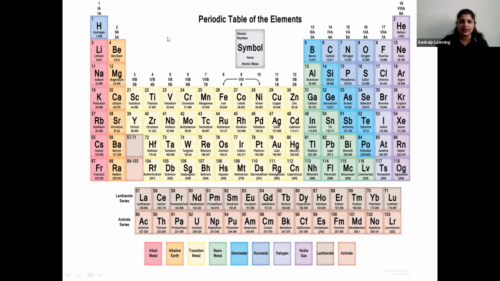You can see here they have a special place. The inner transition elements are taken separately at the bottom. The upper row is the lanthanide series, the lower one is the actinide series. These are radioactive elements. So this is about the periodic table.